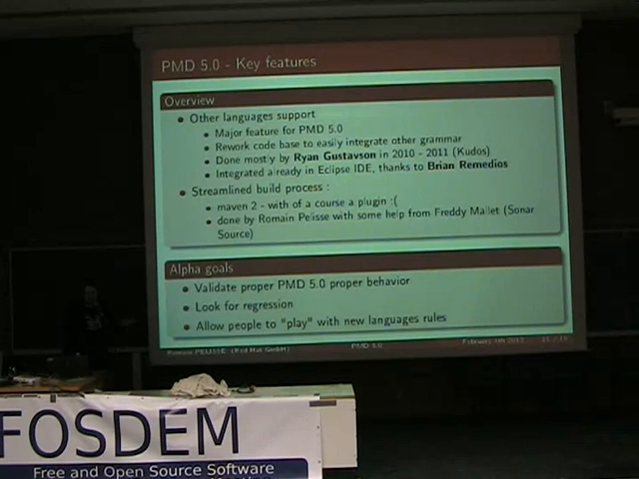Anyway, we also streamlined the build process. Before, to build PMD, you had to have an Ant script, then a Maven 1 script and a Maven 2 script. And now we have only Maven 2. It's not really interesting, but it's big progress in terms of working with it. We have released this alpha release mostly because of this talk, but also because we want to look for regressions and have people testing it and playing with it. So please do download it, play with it, and let us know if you have any issue.